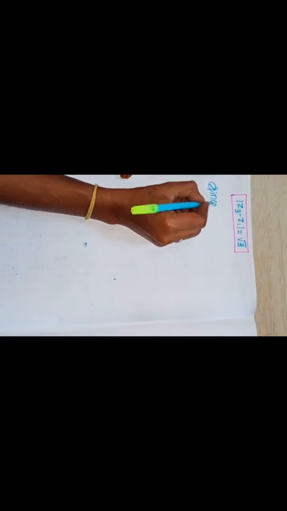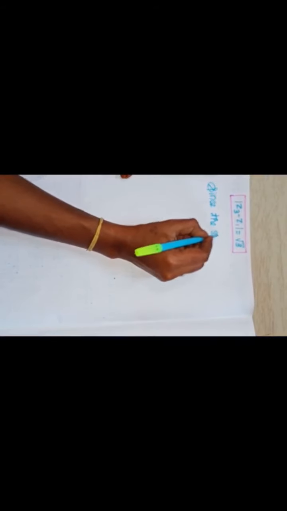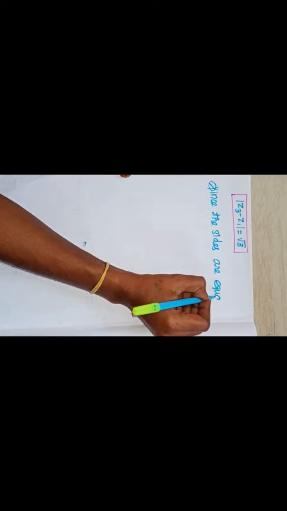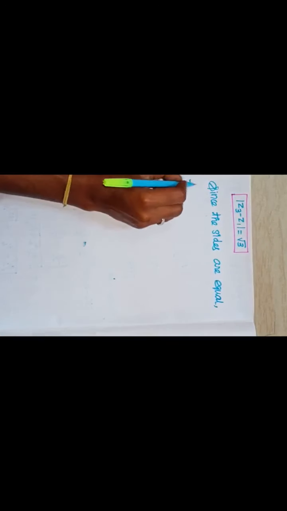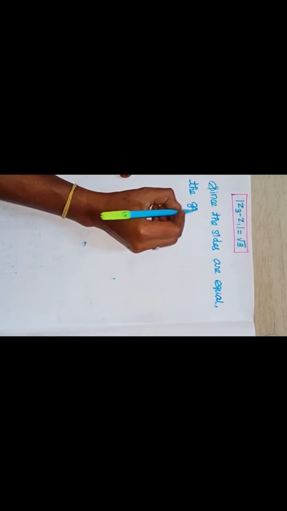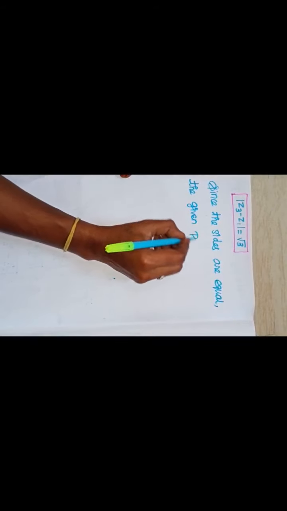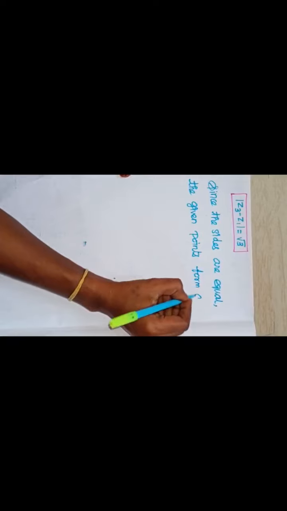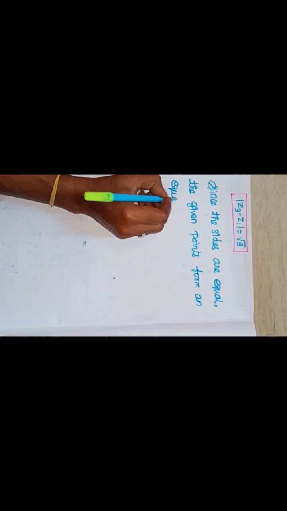Since the sides are equal, the given points make it an equilateral triangle. Given points form an equilateral triangle.